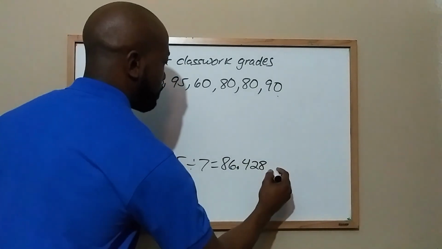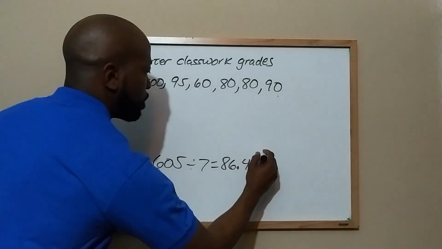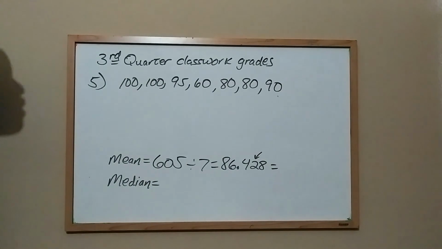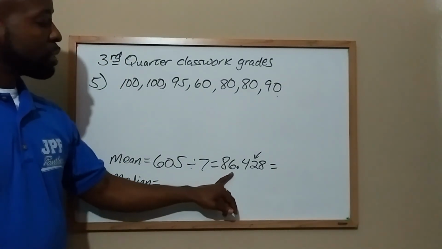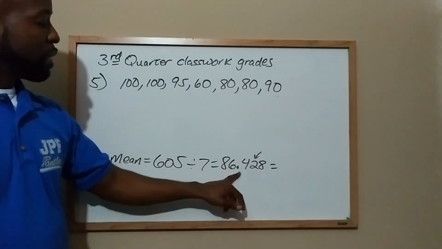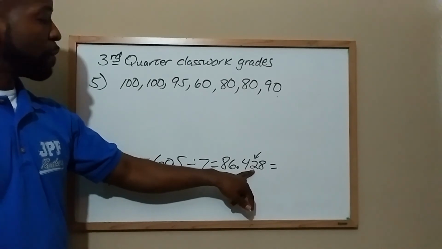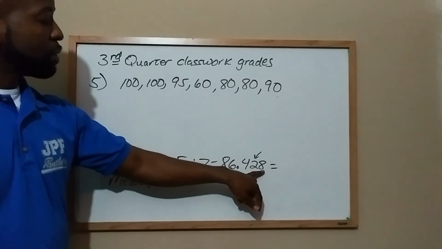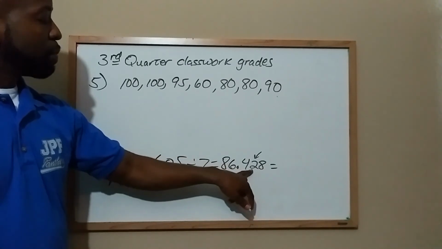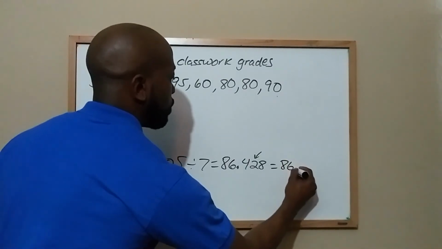We get 86.428. Let's round it to the hundredths place, the second number to the right of the decimal. So either my answer is going to be 86.42 or it's going to be 86.43. So now we need to figure out if this 2 stays the same or if the 2 needs to move up to a 3. So we look at the number to the right of the 2, which is an 8. Since that 8 is 5 or more, we need to move this 2 up to a 3. So that'll be 86.43.